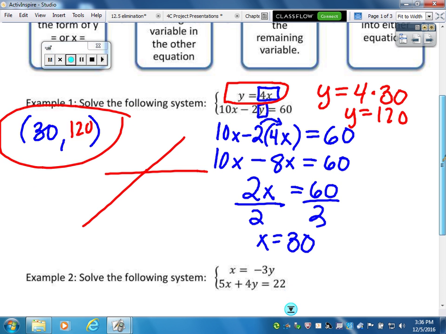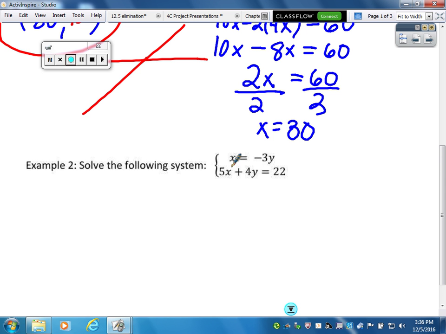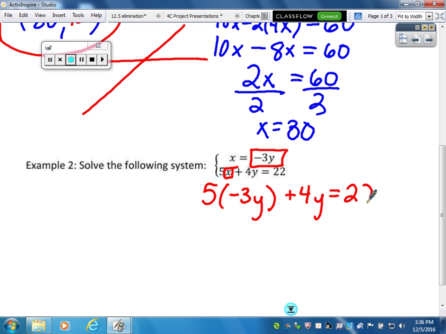Let's try another one. This one, you've got the x equals. So I'm going to plug in what x is equal to right into the second equation for x this time. So let's rewrite this one. In place of x, I'm going to write negative 3y plus 4y equals 22. So I just changed right here, but I wrote the rest of that equation. So I'm going to do the quick multiplication, get rid of the parentheses.